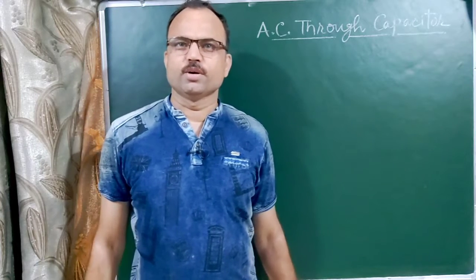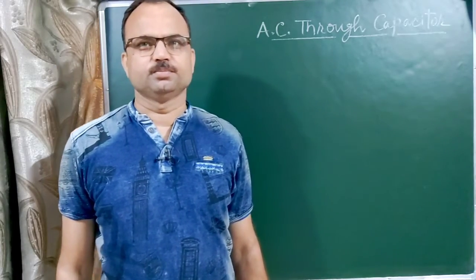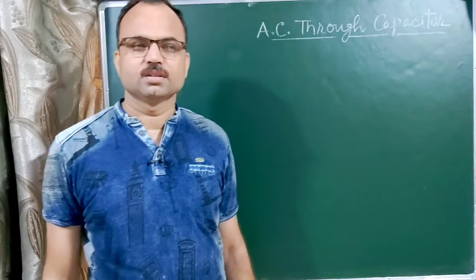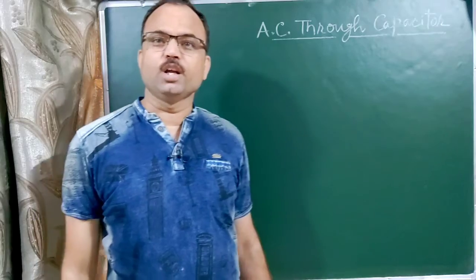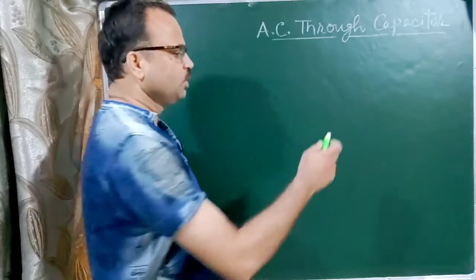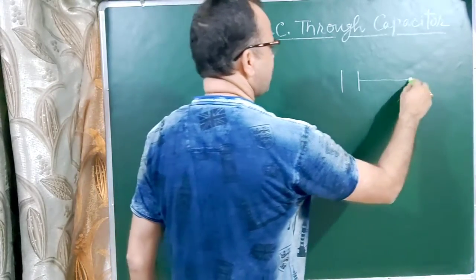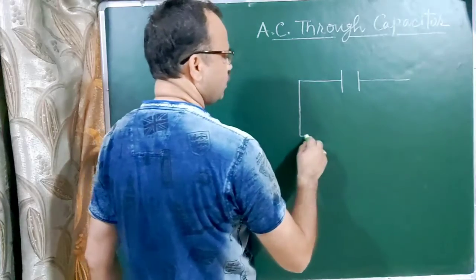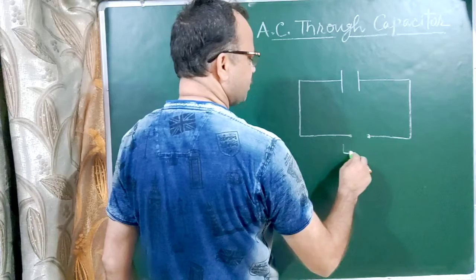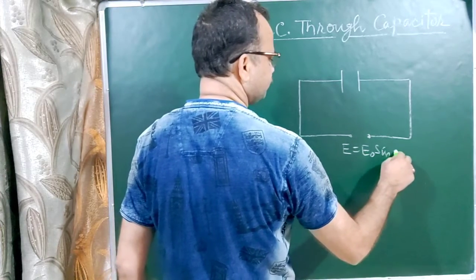Hello student, today I am going to start with the new topic, AC through a capacitor. In this topic we discuss the circuit in which only a capacitor is connected with the AC source. Here this is a parallel plate capacitor connected to an AC source, which is given by E equal to E naught sin omega t.